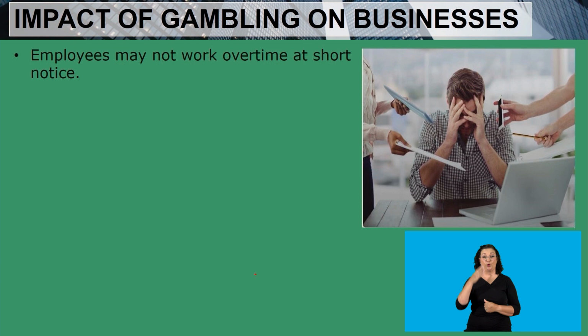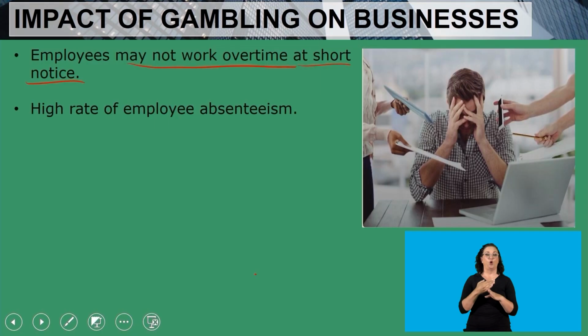Then the impact of gambling on businesses. So this is what we are interested in. What is the impact of gambling on businesses? Employees may not work overtime at short notice. Those employees who are gamblers will not work overtime at such short notice. You tell them today that on the weekend you need to come and work overtime. They're not going to do that. Why? Because their focus is on gambling. They have that hope that they are going to win. So they won't work overtime.